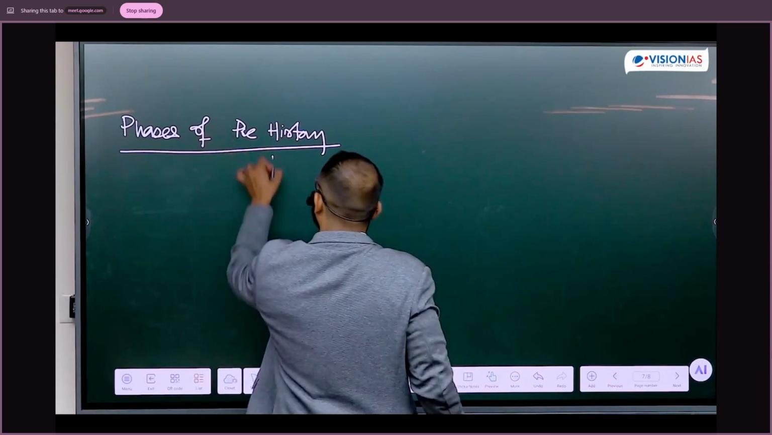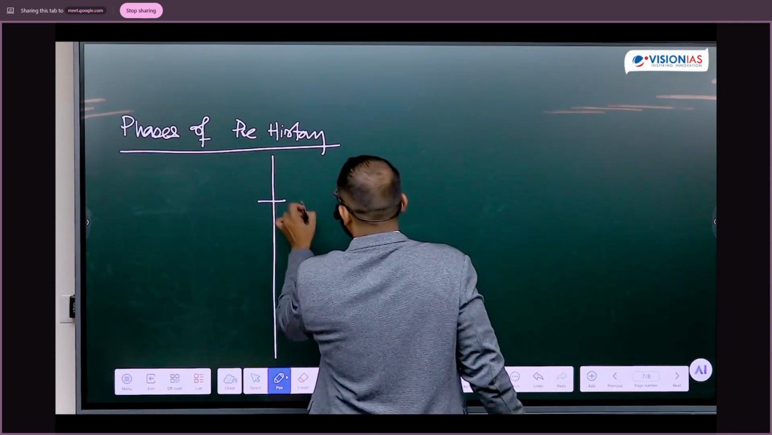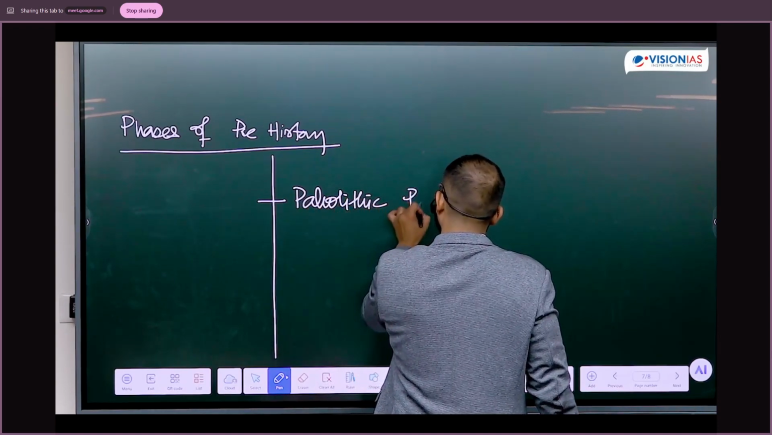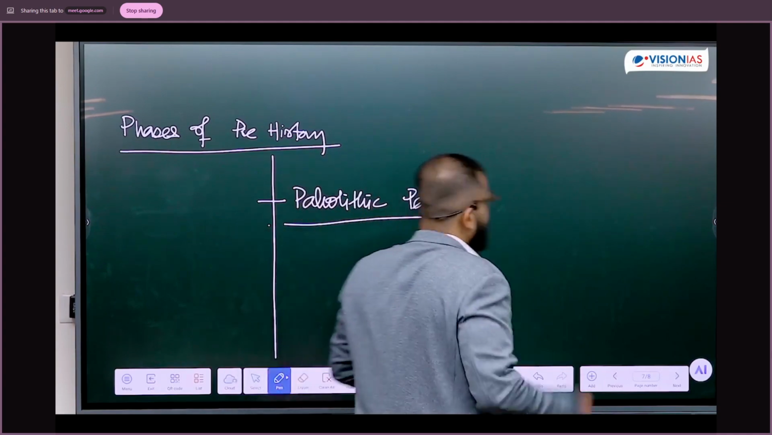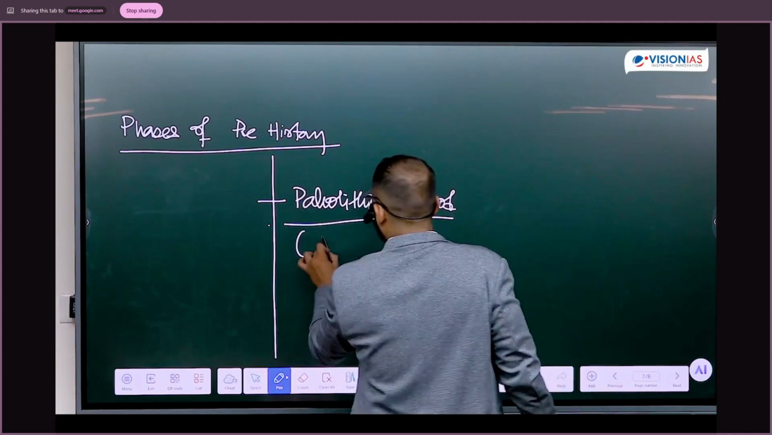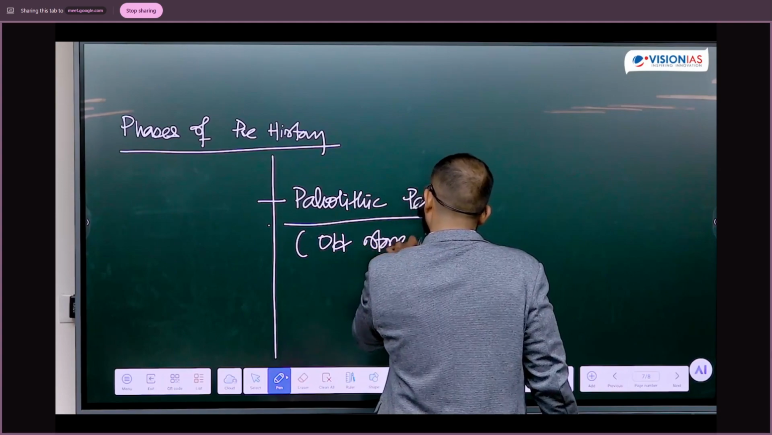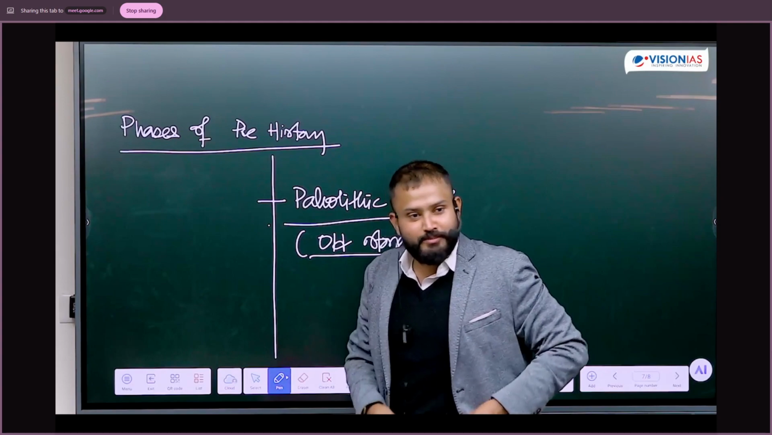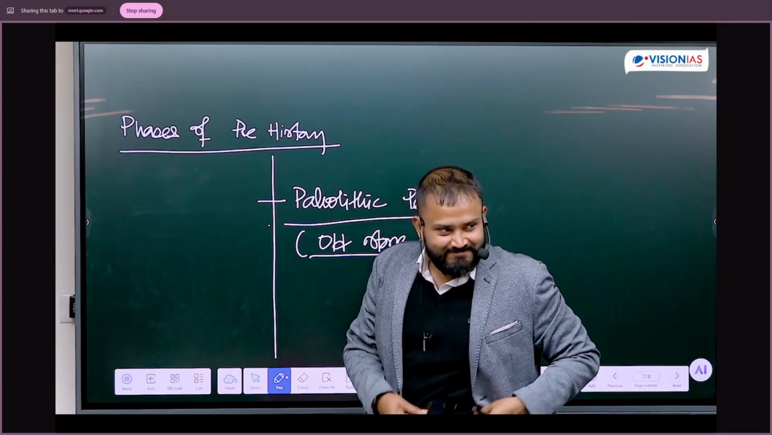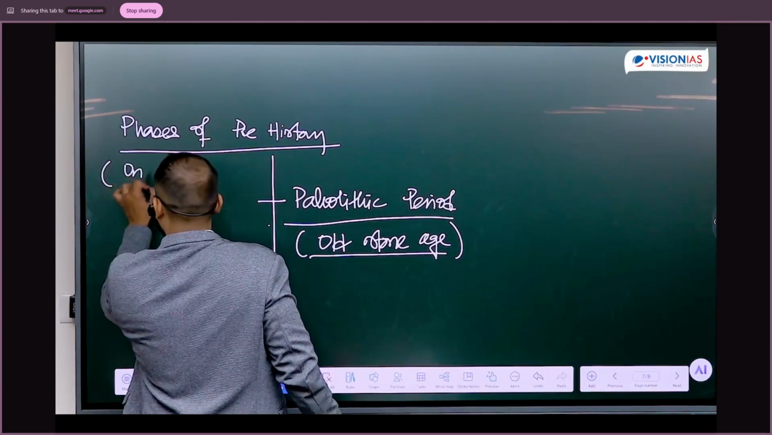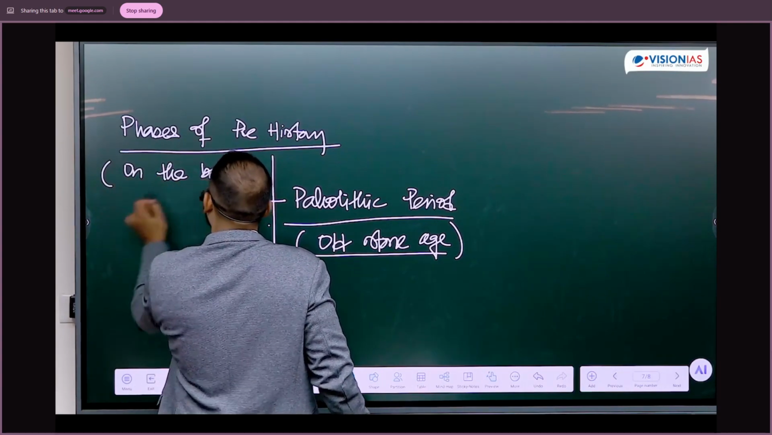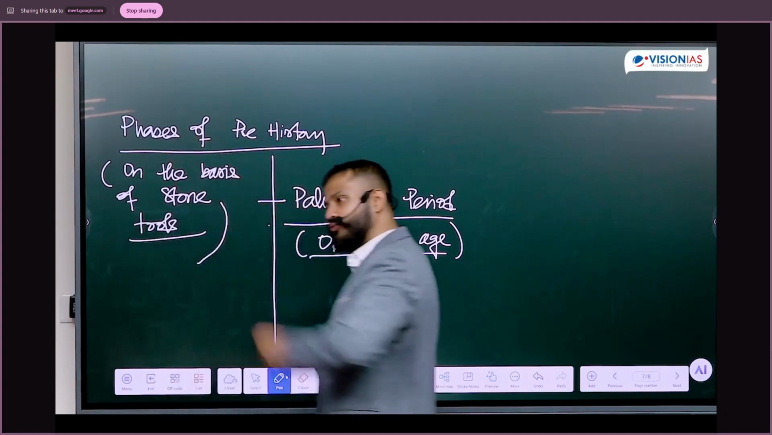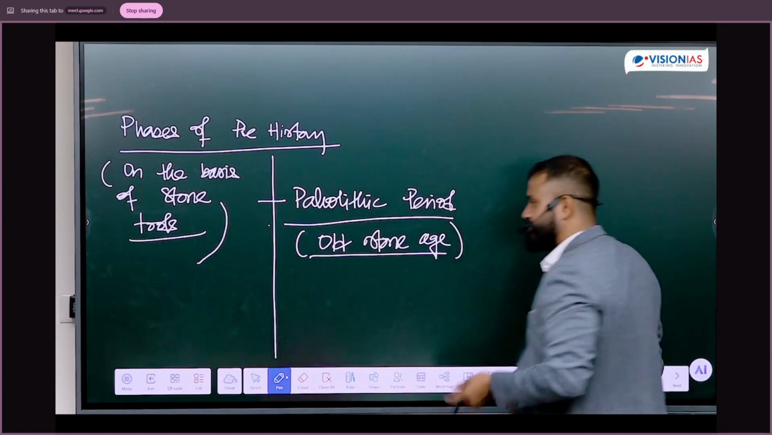Very good. We look at Paleolithic period. It literally translates to Old Stone Age. Acha, on what basis we are categorizing the phases of history? On what basis? Very good. On the basis of stone tools or other tools used. So Paleolithic period is Old Stone Age.